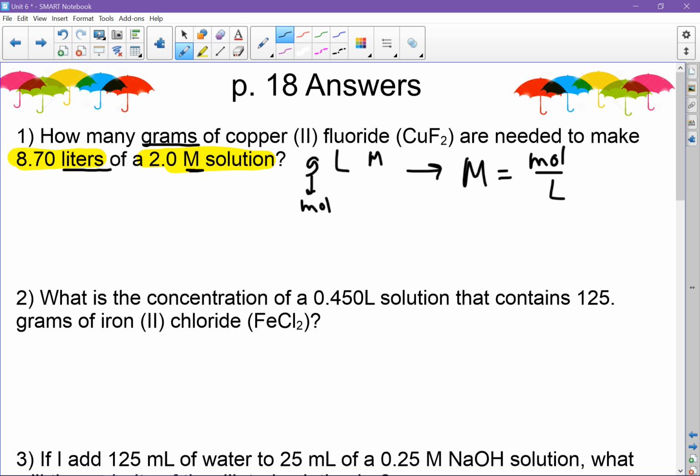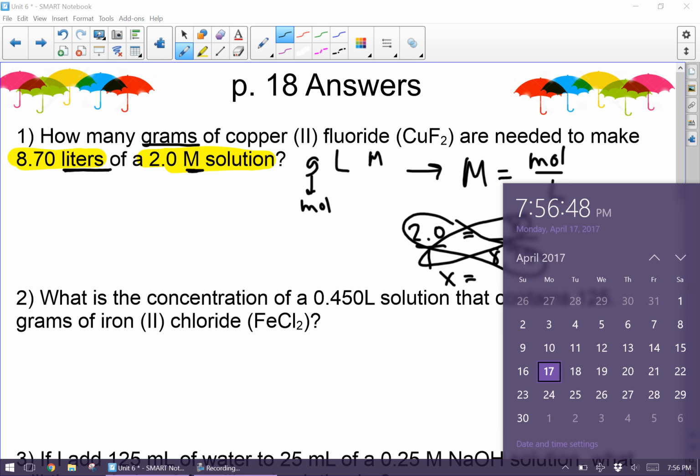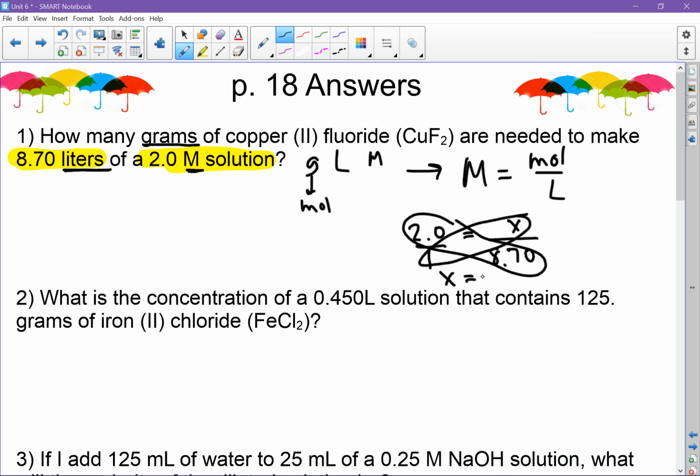So that's why we're going to choose that formula. They give me the molarity number, so that's 2.0. They give me a liter number, 8.70, so that must mean x goes here with the moles. Remember to put this over 1, then you can cross multiply easier. So x equals, if I cross multiply this way, I get 17.4. But remember what we just solved for was moles, and the question asks us for grams.